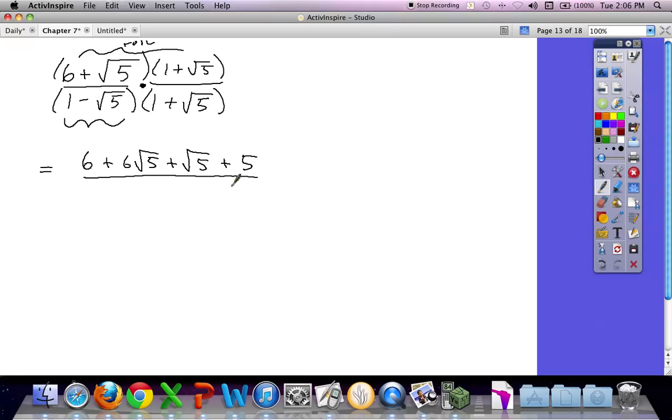So I'm just going to multiply 1 times 1 and root 5 times root 5. So this is 6 plus 5, which is 11. And 6 root 5 plus 1 root 5 makes how many root 5? That makes 7 times the square root of 5. And that's all over -4. And you can leave it like that.